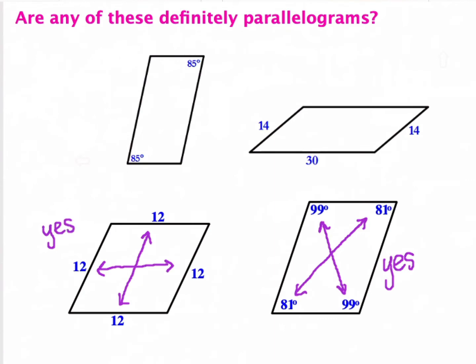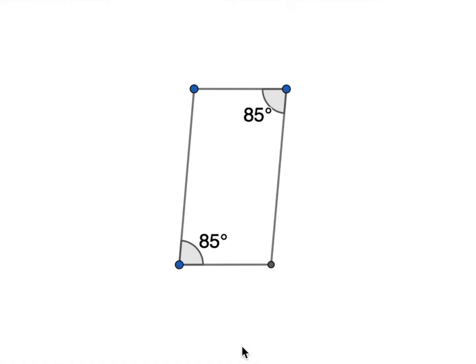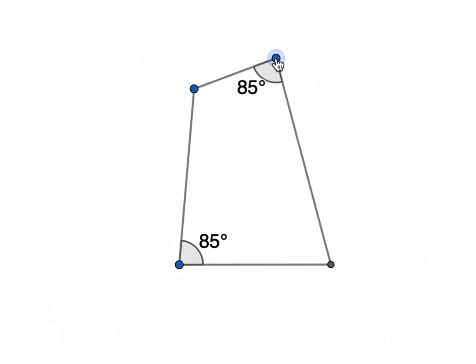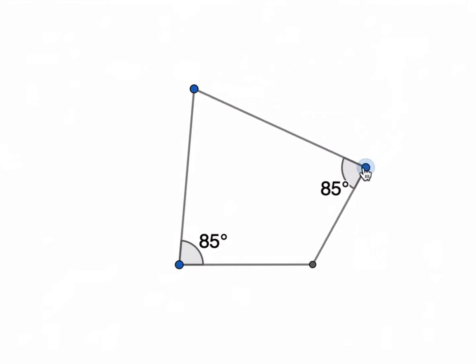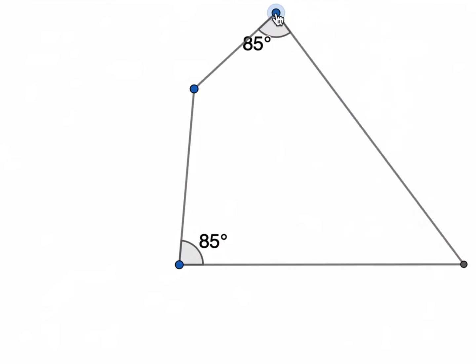Now these top two definitely look like parallelograms. I've got an 85 and an 85. I've got one set of opposite angles congruent. Is that enough? This looks like a convincing parallelogram. I've got an 85 and an 85, and honestly these look the same too. But see what happens when I drag these around. Just because those two angles are 85 degrees does not mean that that's a parallelogram, right? We can sort of make any shape we want. And just because those are 85s doesn't mean it's a parallelogram.